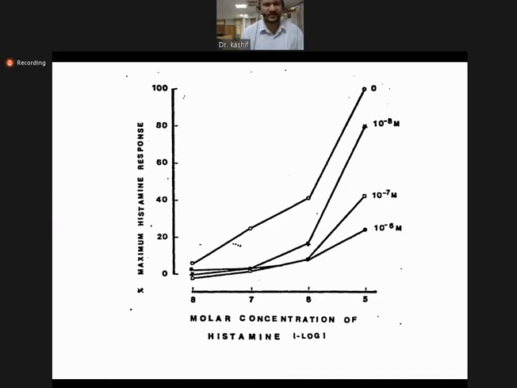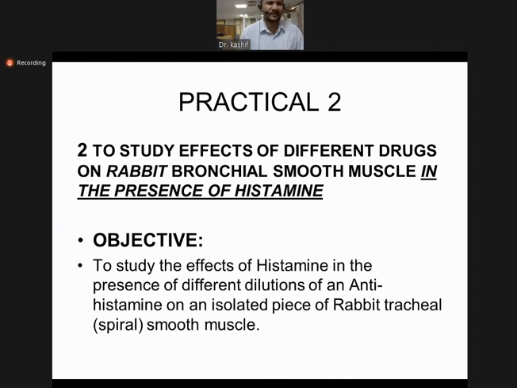So this is simply what we usually do in a first practical session. But then in a second part of the practical, which I have combined here because we have to see the phenomena coherently, the procedure is the same. You have a bronchial smooth muscle, histamine is there, but in the presence of the histamine, you use different antihistamines. So what would happen? I will just summarize first, then you can understand the procedure.